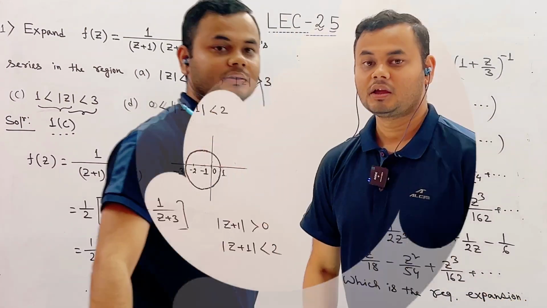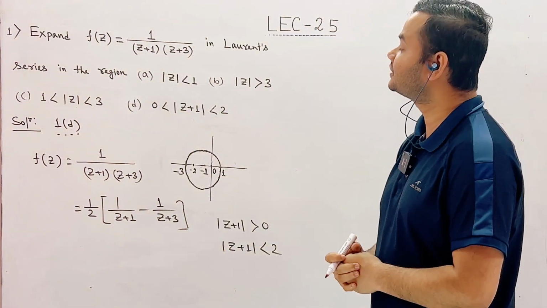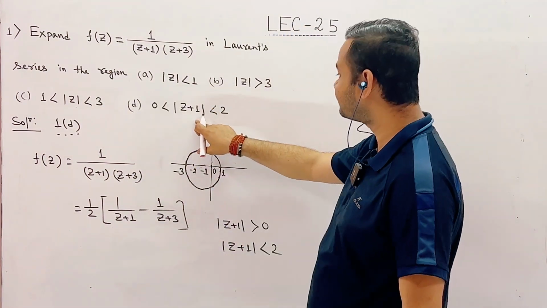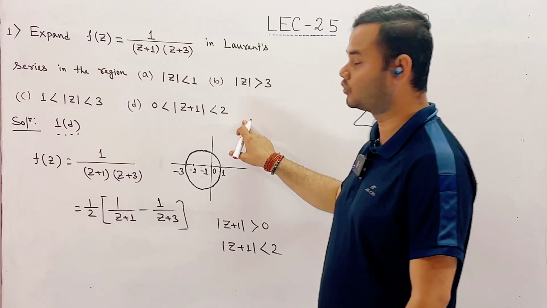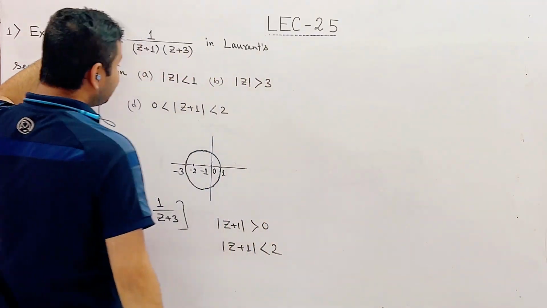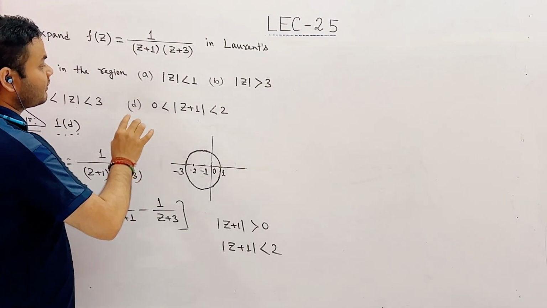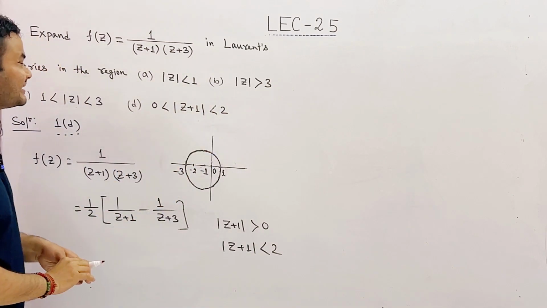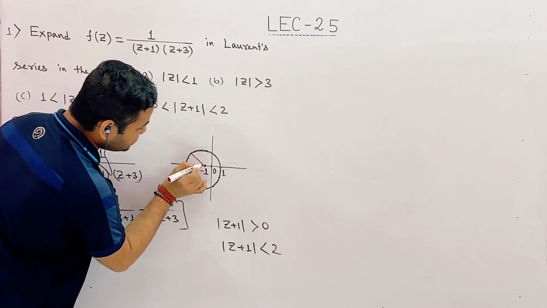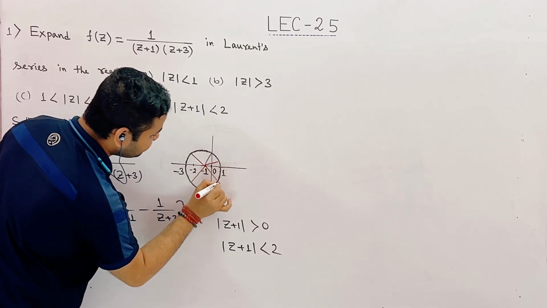Okay. Finally, let me solve problem number 1D. According to this problem, we have to expand this function in the region modulus of z plus 1 in between 0 and 2. That means for this problem, we need to expand this function in the annular region formed by two concentric circles of radii 0 and 2 having center at z equal to minus 1. So, this is the region in which we need to expand our function.